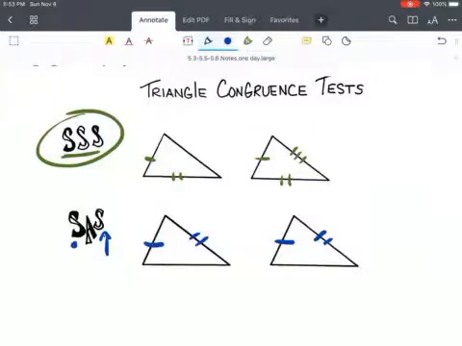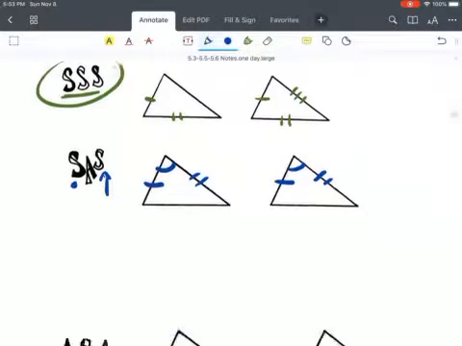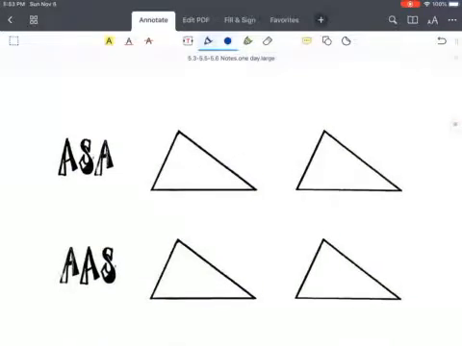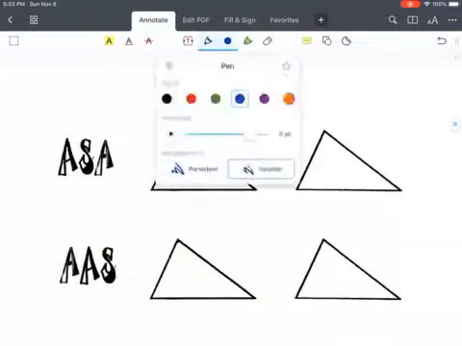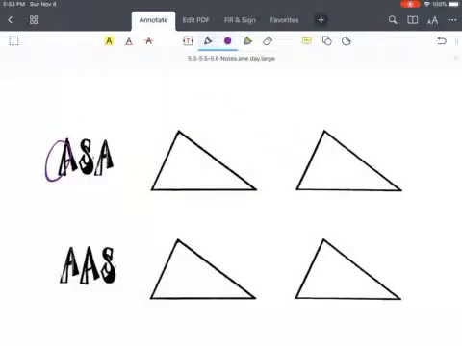And in order for it to be side, angle, side, it must be the angle that is included between those two sides. If I was looking at angle, side, angle, then it would be, again, two angles. So I can mark two angles congruent in the two triangles. And if I wanted it to be angle, side, angle, then it would be the side that is included between those two angles.